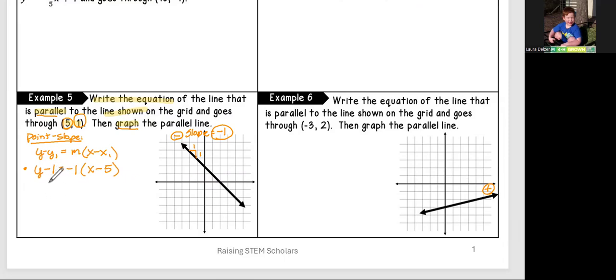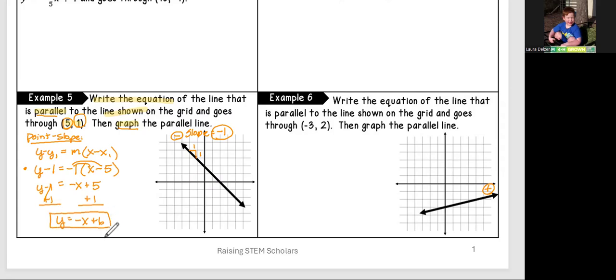So I'm going to go ahead and distribute this out. -1 times x is -x, +5. We got y minus 1. We can do +1, +1. So we got y equals -x plus 6. This is the easiest form to graph from.